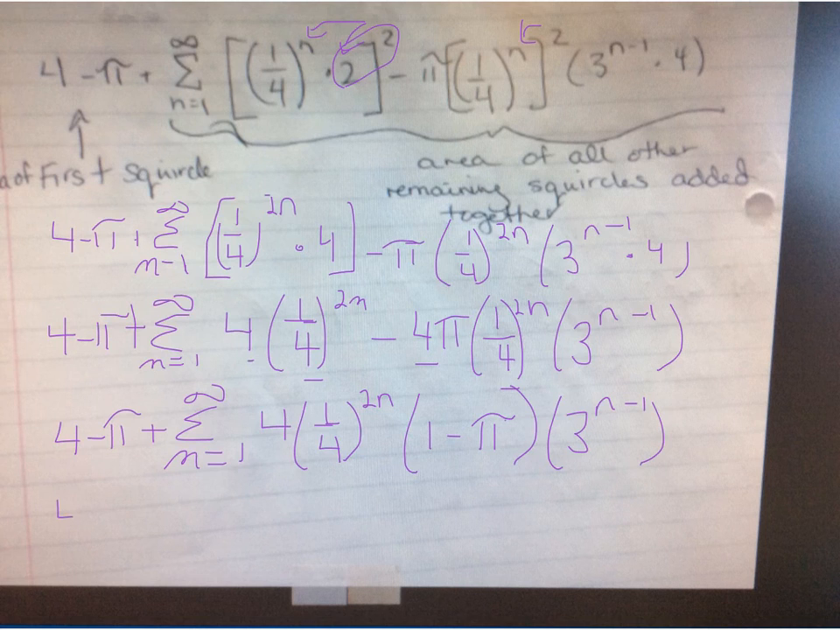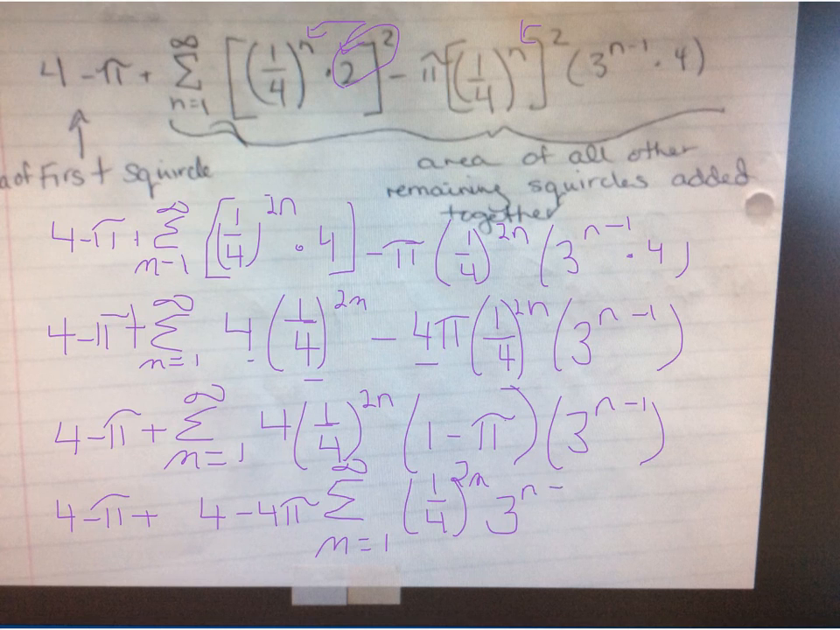And then I think what we said was, I'm having a hard time remembering what we said. I think what we said was that then we could bring the 4 and the 1 minus pi out of the summation and put it in front, and then just add up all of the ones with the n. So I think what we did was we did 4 minus 4 pi, and took that out as a common factor. And then what we would have left would be the 1 over 4 to the 2n times the 3 to the n minus 1 each time.